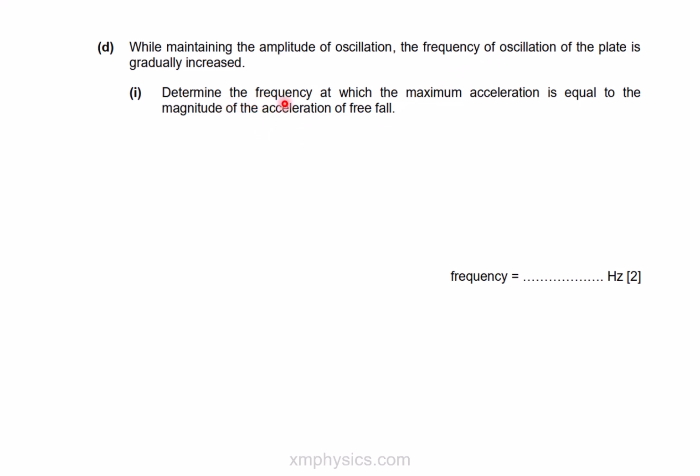We're asked to determine the frequency at which the maximum acceleration is equal to the magnitude of the acceleration of free fall. Basically, the question is asking when is your a equals to g, 9.81 meter per second square.